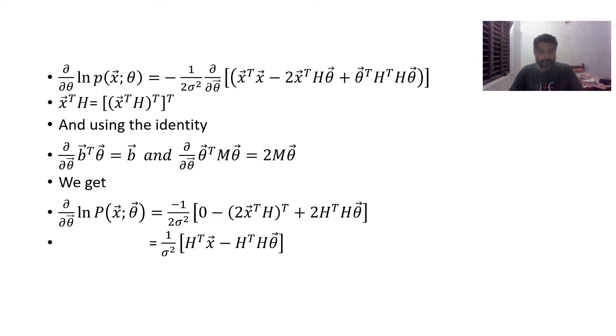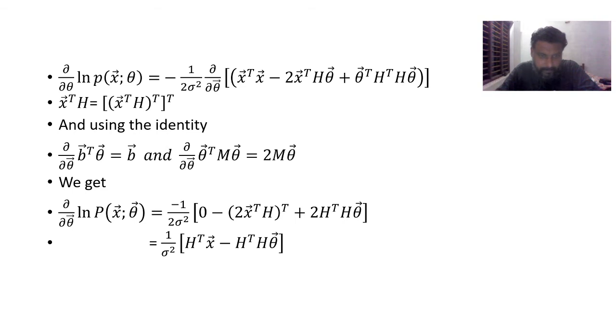X transpose h is nothing but h transpose h transpose with respect to theta. So x transpose h, x transpose h whole transpose. Just substitute the three identities I gave here in the first equation, then you will get this equation: dou by dou theta of ln of p of x of theta is nothing but minus 1 by 2 sigma square times 0 minus 2 x transpose h transpose plus 2 h transpose h theta.